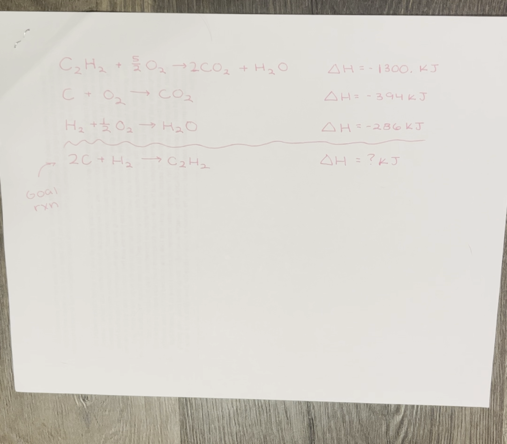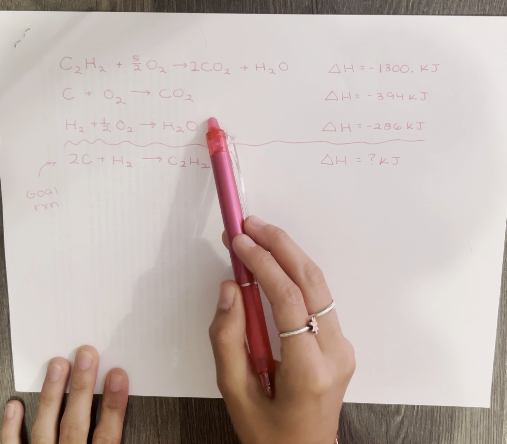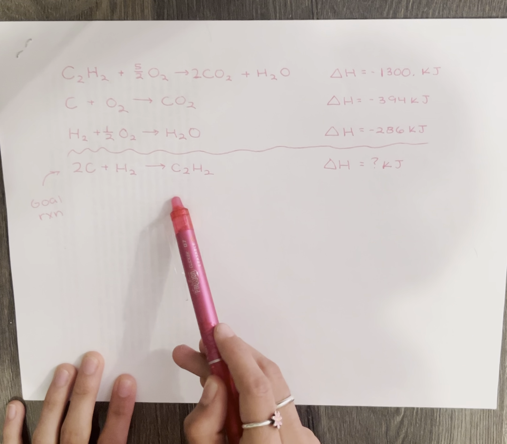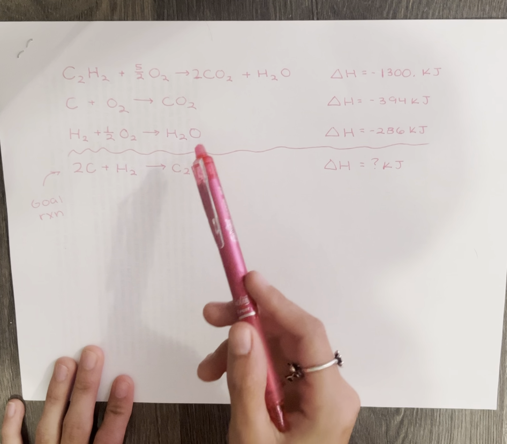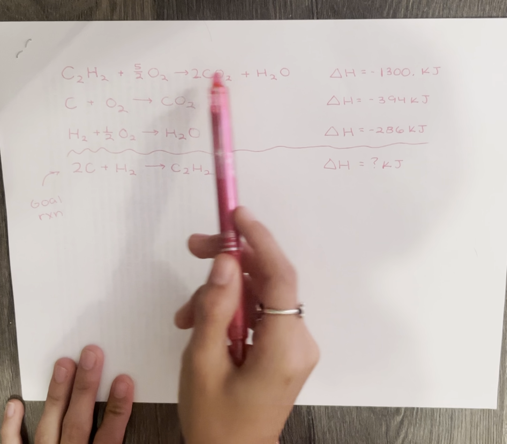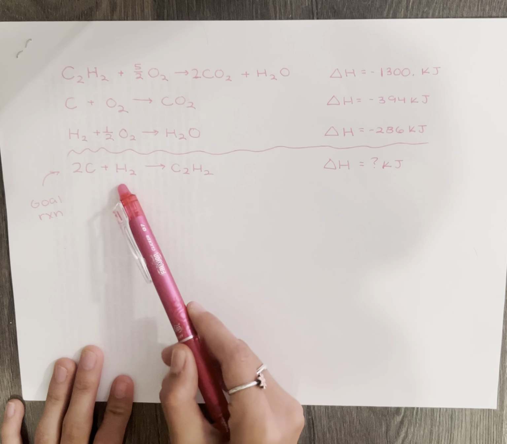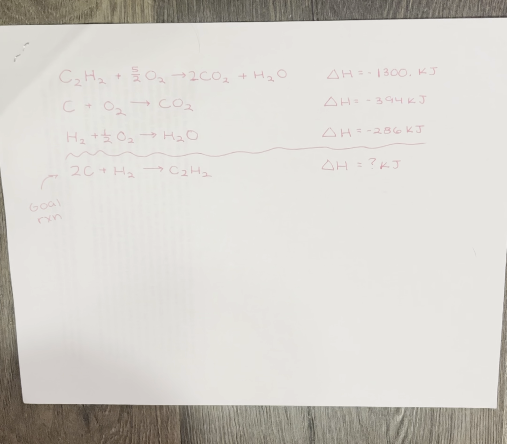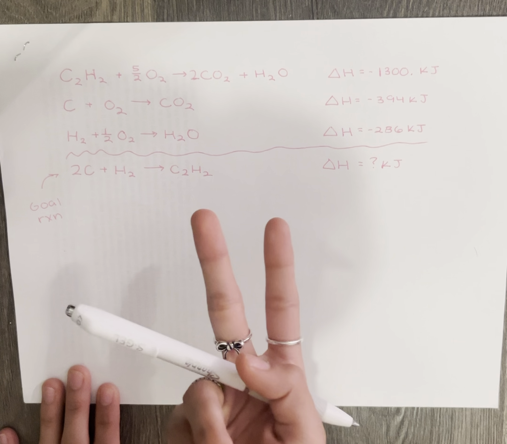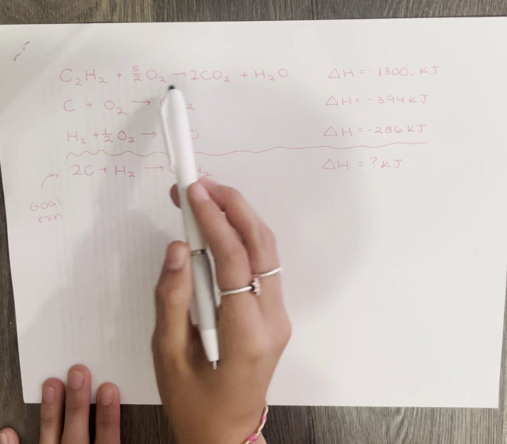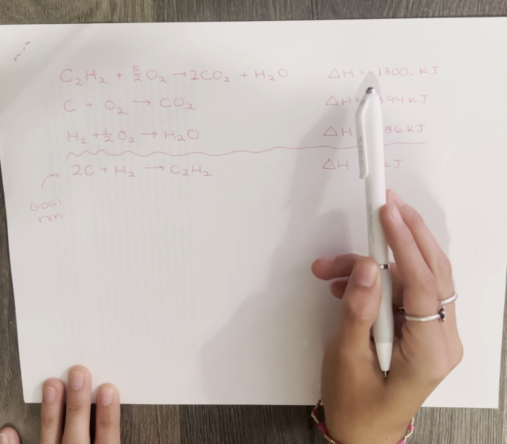Okay, so this question says, given the following reactions, calculate the ΔH for this reaction down here. Now this reaction down here is our goal reaction, so we can manipulate any of these equations to be able to form this bottom equation down here. So the first step I'm going to do is take this top reaction and flip it around. And when you flip reactions around, you also have to flip the sign of the ΔH.